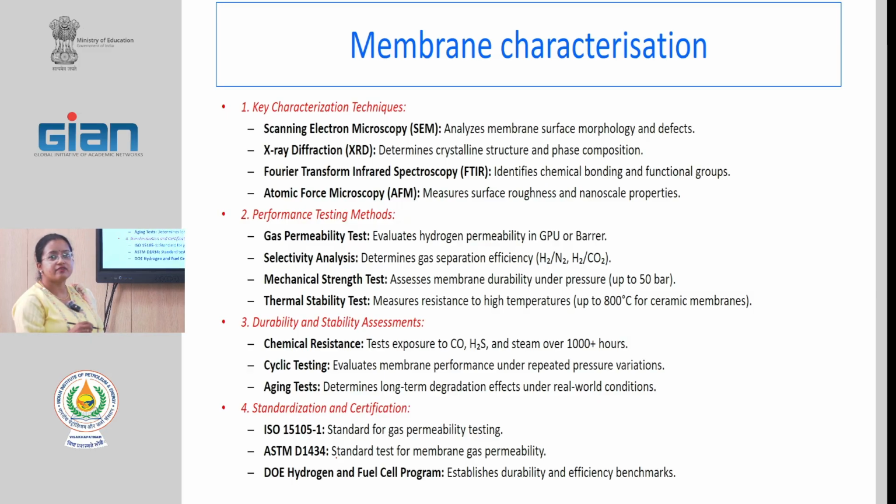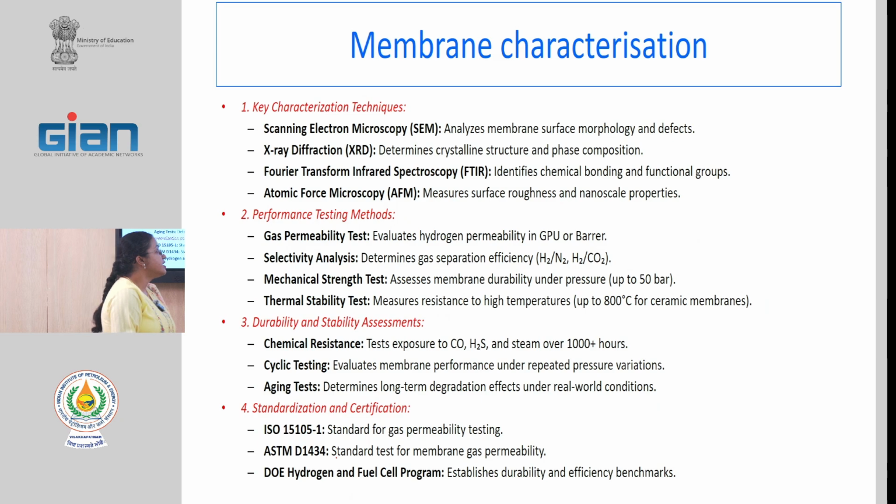You can have AFM, which gives you the surface morphology. You need very low roughness on your surface, because if the surface is very rough, then the contact between the anode and the membrane or the electrolyte is very poor, so it gives additional resistance to your transport system. You can have gas permeability testing; as I was telling, gas permeability should be less, and the membrane should be highly selective of hydrogen over the other gases. It should be mechanically strong so that it is stable in a high pressure environment. Thermal stability should be very high, especially for ceramic membranes.